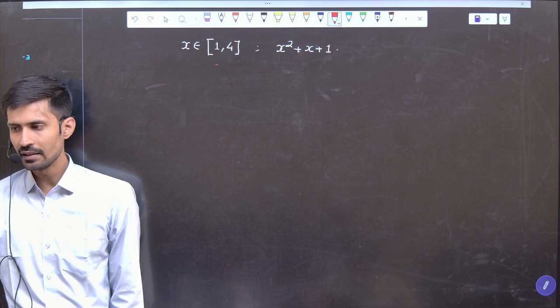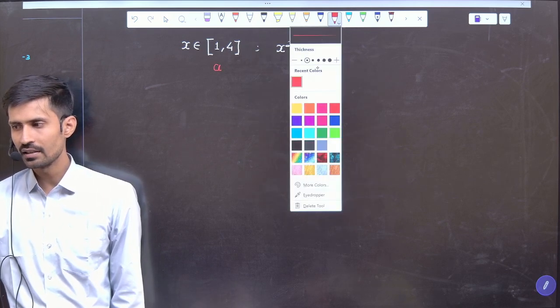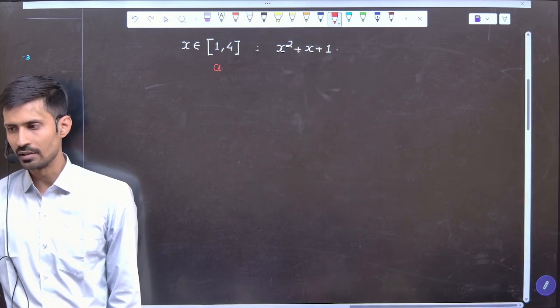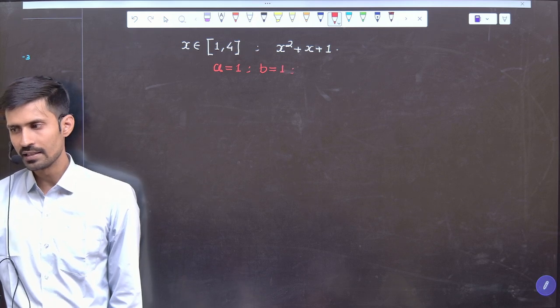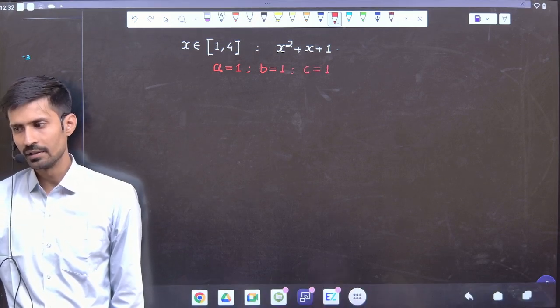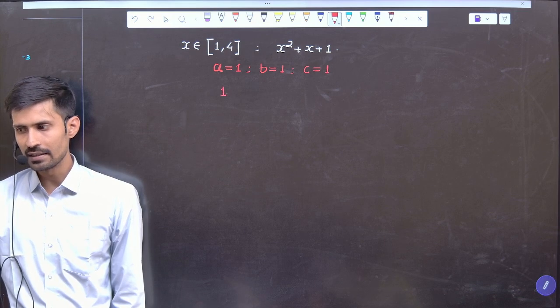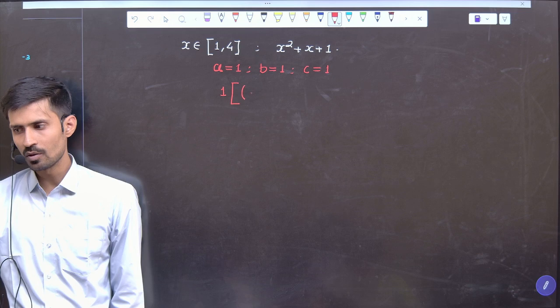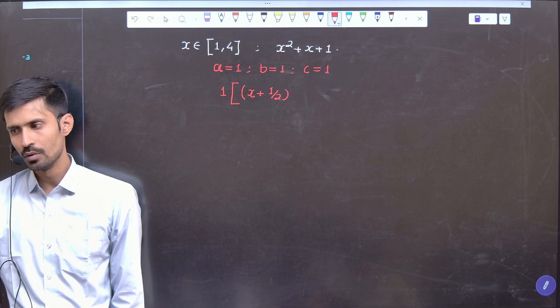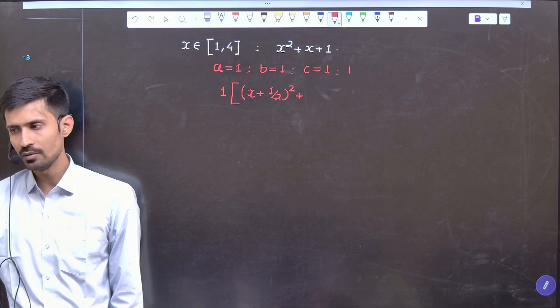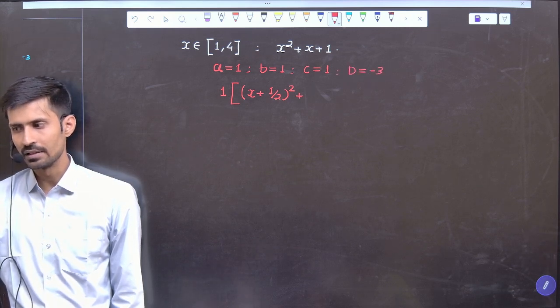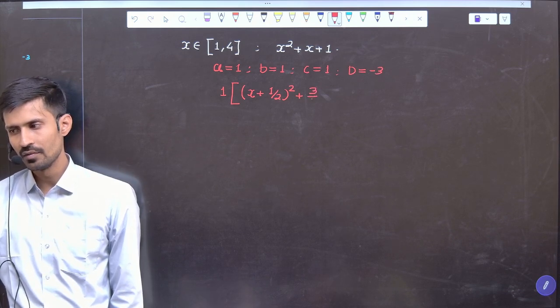What is a for this quadratic? 1. So write down a is 1. What is b? 1. What is c? 1. I will change it into a perfect square. A times, this is a simple quadratic, so we can write (x plus 1 by 2) whole square minus d by 4. What will be d? Minus 3. So that will become plus 3 by 4.